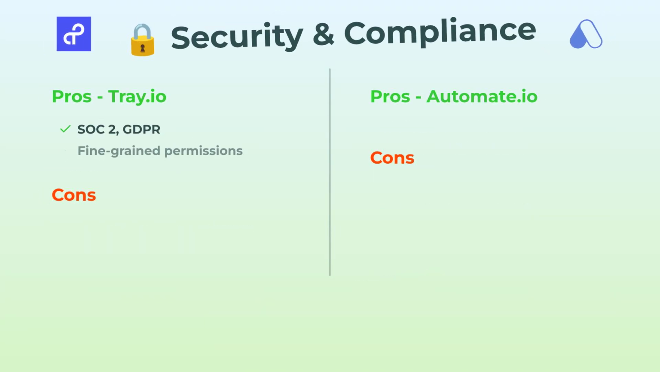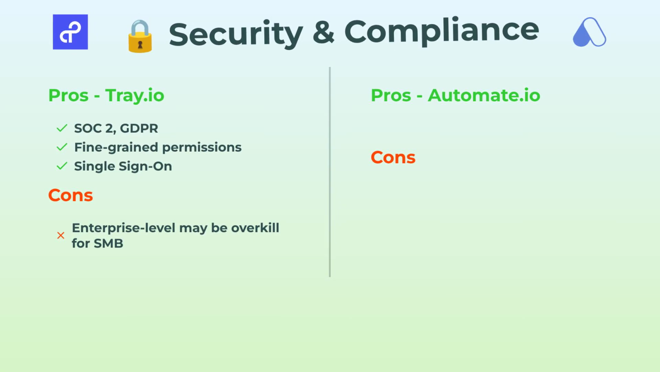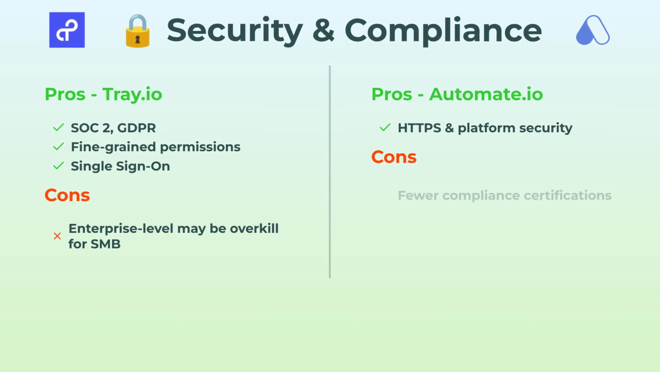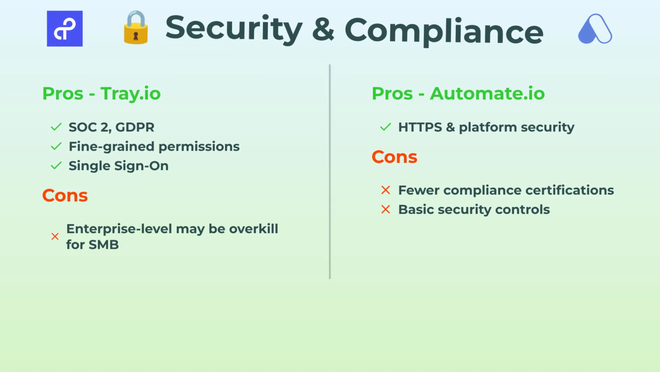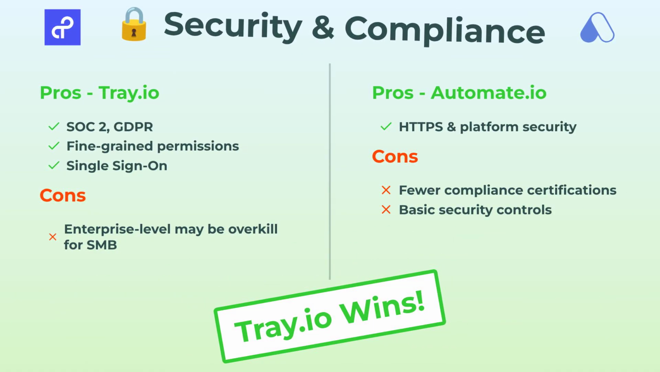Security is, let's be real, non-negotiable for most companies today. Tray.io comes in swinging with SOC2, GDPR, single sign-on, all the enterprise checkmarks. It might be a little much for a small business, but hey, peace of mind, right? Automate.io does encrypt your stuff and offers basic security, but there's just not as much box ticking on compliance. So, it's no shocker. Tray.io's got security sewn up.